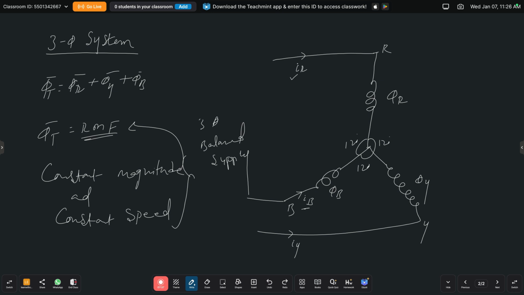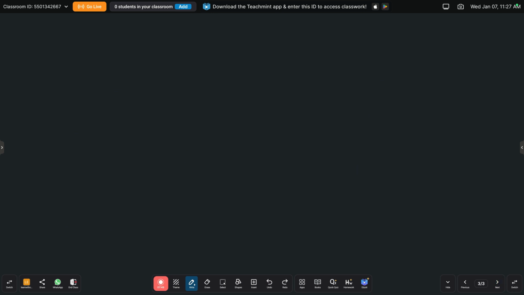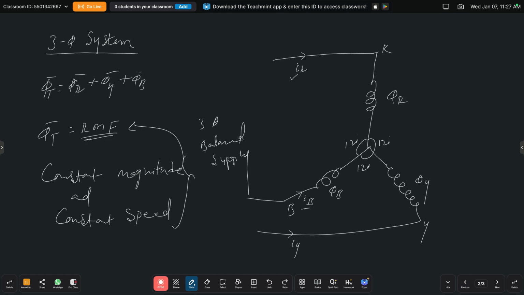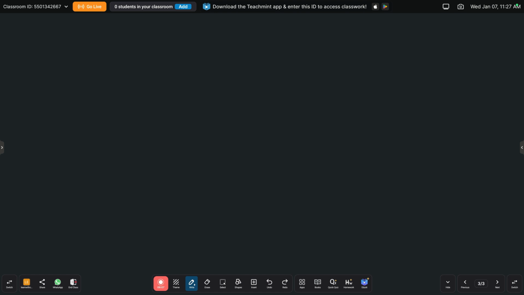So we'll see these three phases: mathematical equations, three phase waveforms and three phase vectors. One by one we'll discuss now. Take the three phase fluxes, phi R, phi Y and phi B. Now we will take the instantaneous values of the fluxes phi R, phi Y, phi B. So these are the mathematical equations of the fluxes.